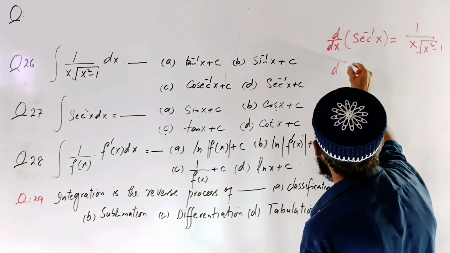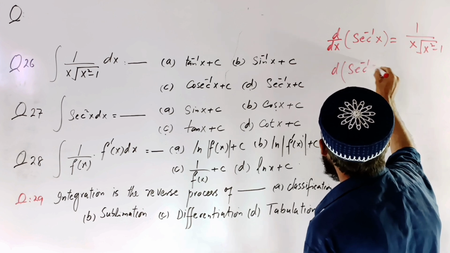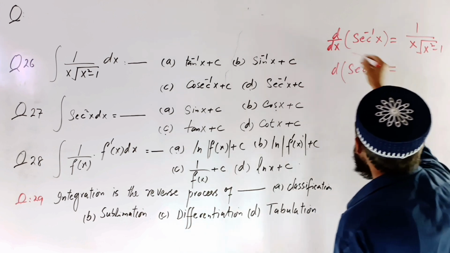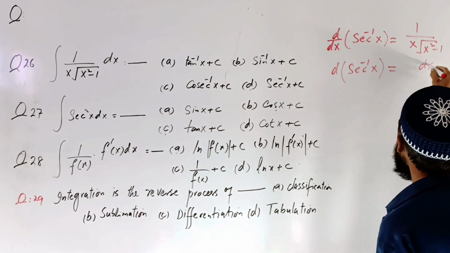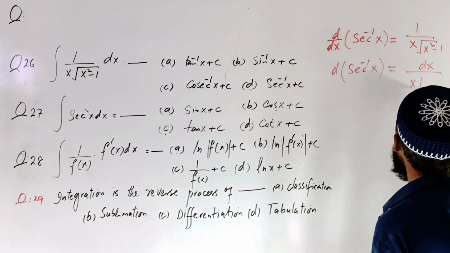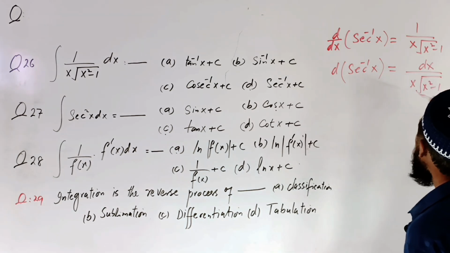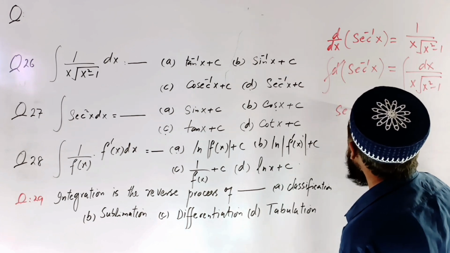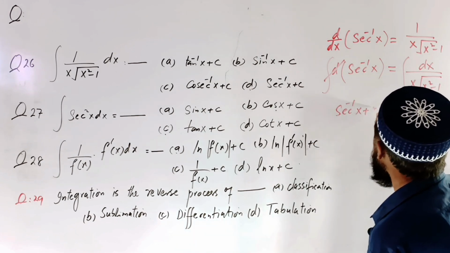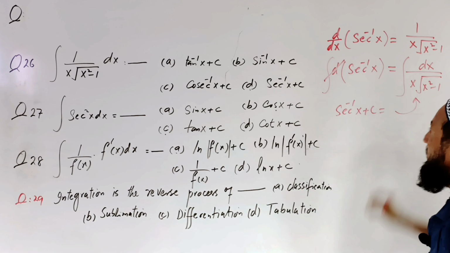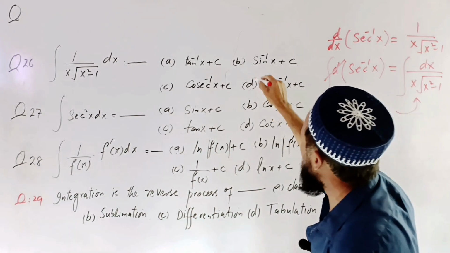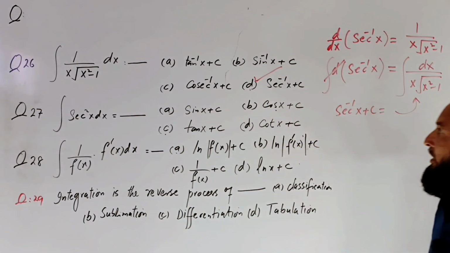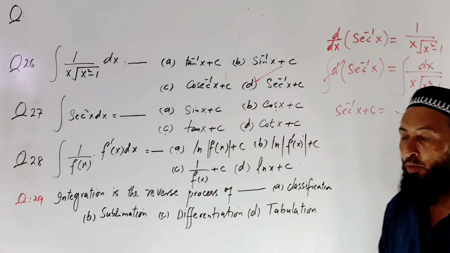If we are finding secant inverse x, we change d of secant inverse x to dx divided by x square root of x square minus 1. If we take the integration on both sides, the integral and d will be cancelled. So we get secant inverse x plus c as that integration. It means that the correct answer is D, secant inverse x.